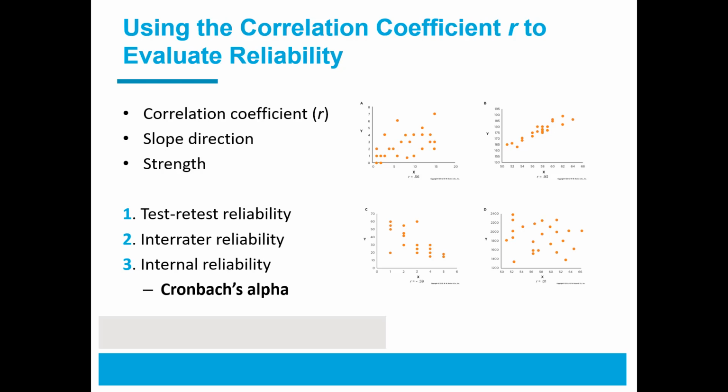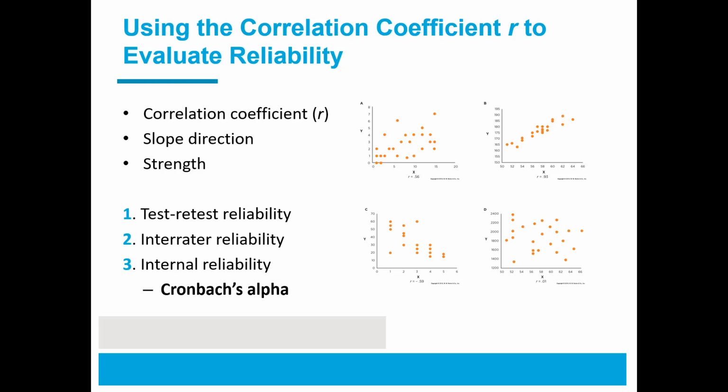Notice that the direction of the slope is different in the 4 scatterplots shown here. A and B show an upward slope from left to right, which is a positive slope. C shows a downward slope or negative slope, and D does not slope either up or down, indicating a zero slope.